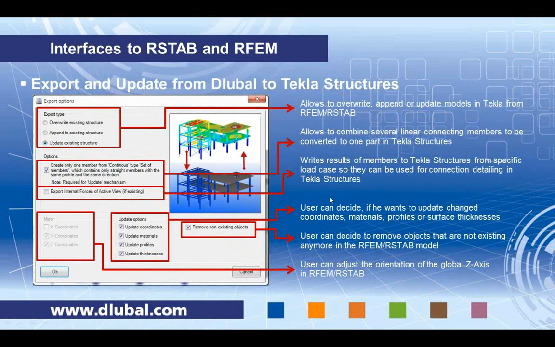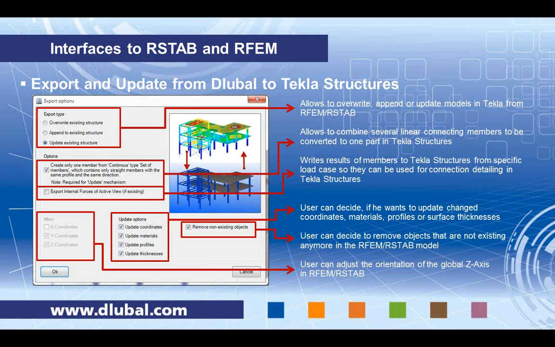When we export to Tekla from either a new model or from an existing model that we imported earlier from Tekla, we have additional options. For example, we can override the existing structure. That means we erase everything which is in the current Tekla model and we create our new model that we have from Dlubal software. Or we can append to an existing Tekla structure model.